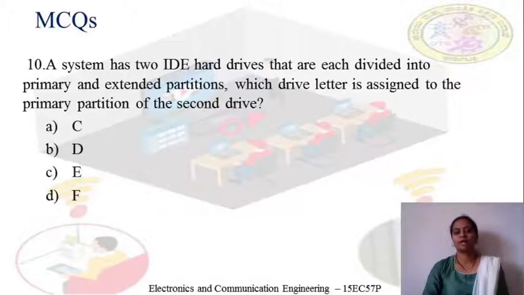A system has two IDE hard drives that are each divided into primary and extended partition. There are two IDE hard drives, observe. Now, which drive letter is assigned to the primary partition of the second drive? The primary partition of the second drive will be assigned capital D. The answer for this is option B.